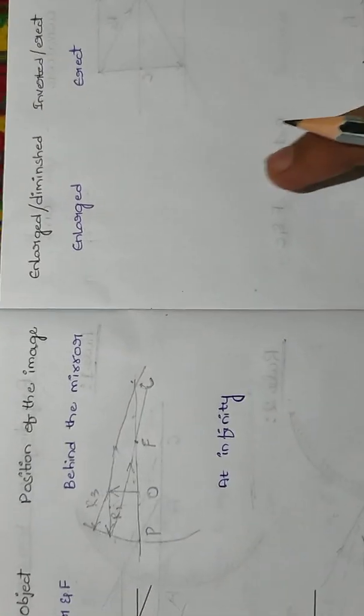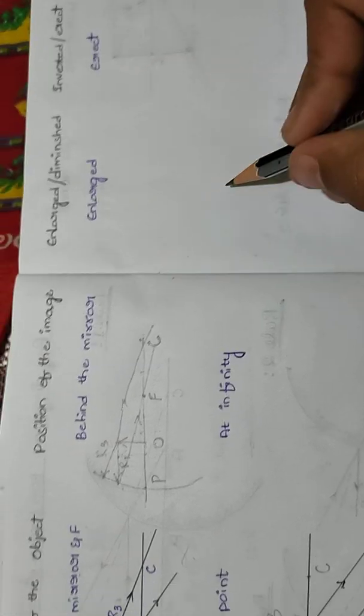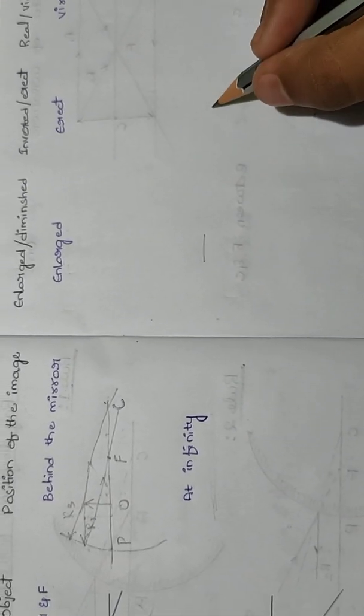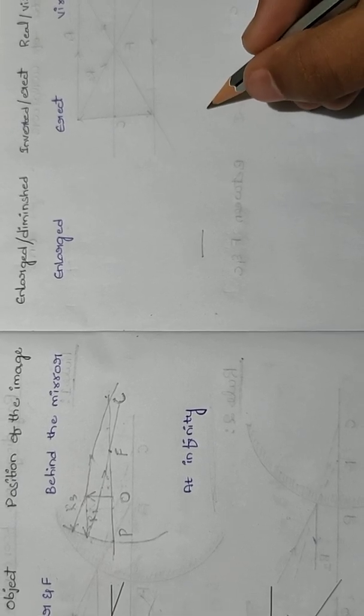Now whether the image is enlarged or diminished, we don't know, because we cannot find the image. Erect or inverted, we don't know, because we can't find the image. Even real or virtual, we cannot determine this condition.